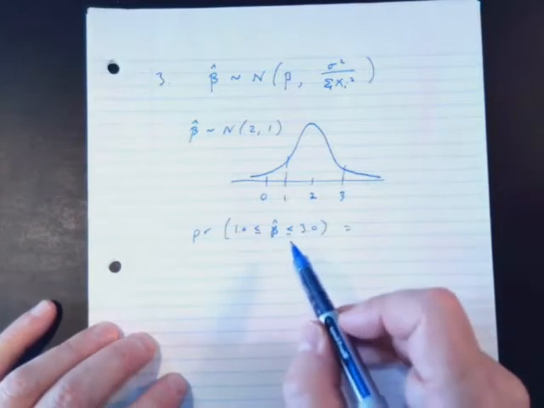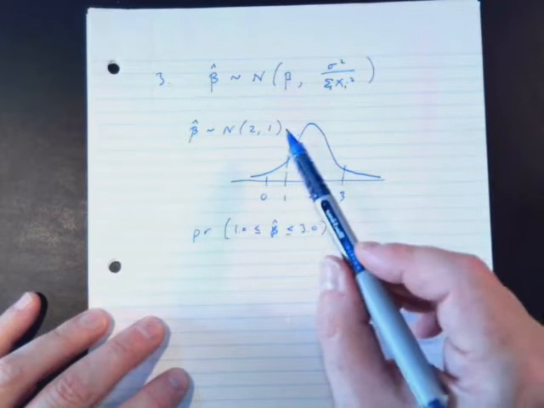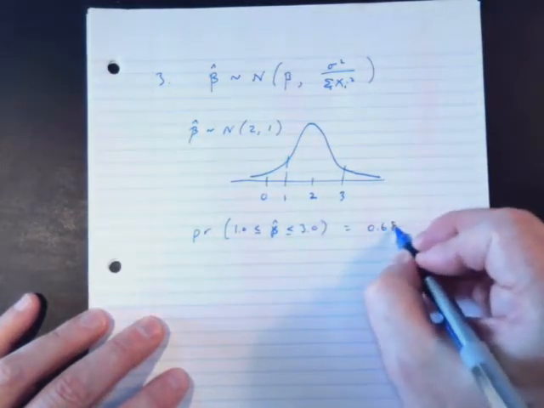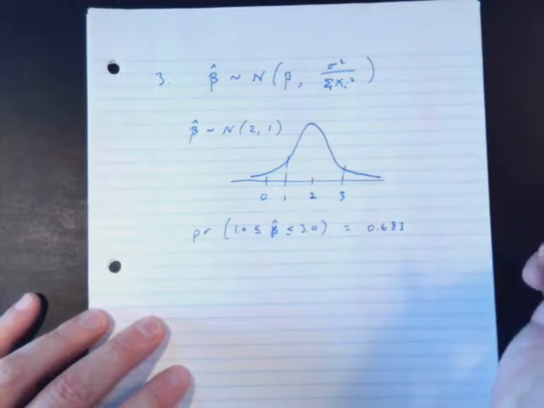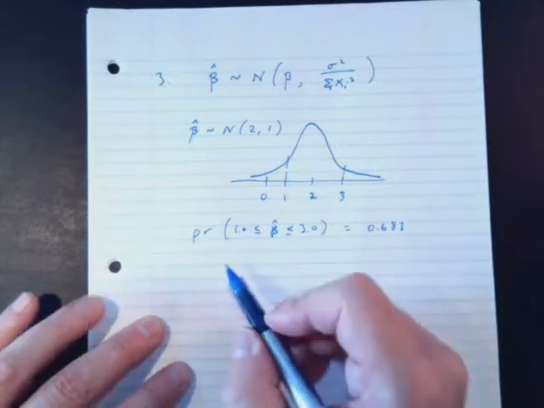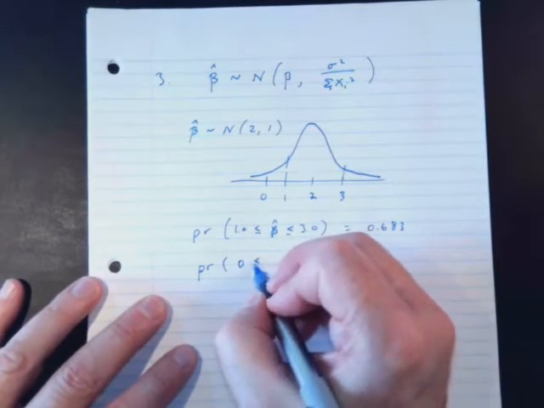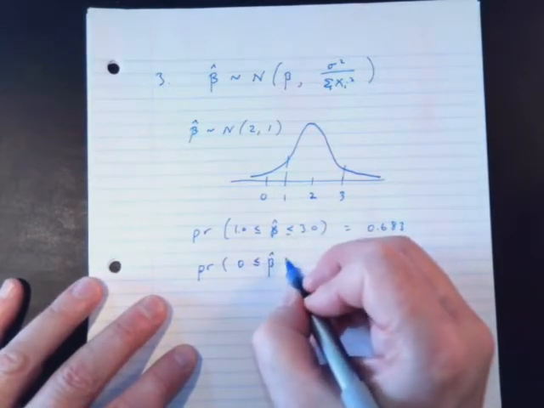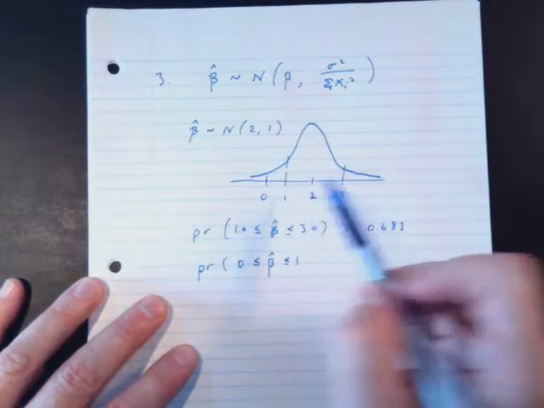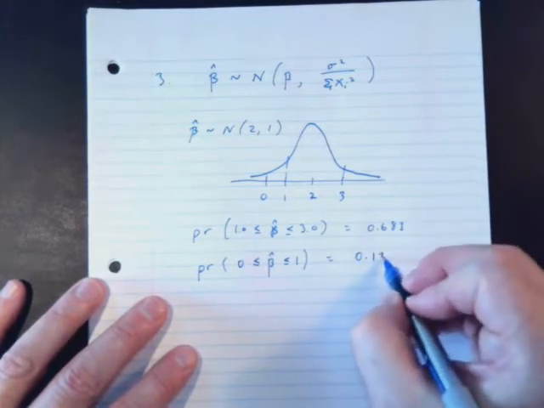Well, we don't go through the steps, but you know how to do this sort of thing now. You turn this into a z-score, and then you use the z-tables, and you get the answer of 0.683. So this would be a good exercise for you to do to see if you can replicate that answer. And then the probability that 0 is less than or equal to beta hat, which is less than or equal to 1. So in other words, the probability that we're in this region here between 0 and 1, that is 0.136.